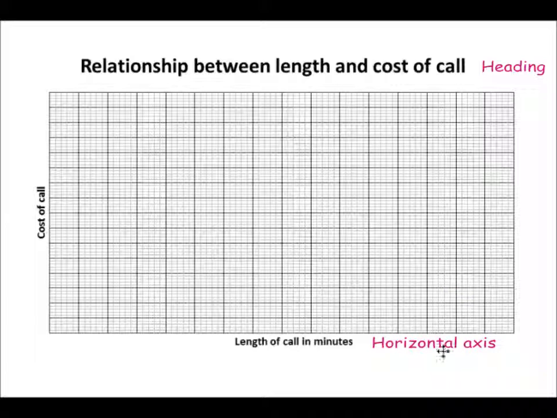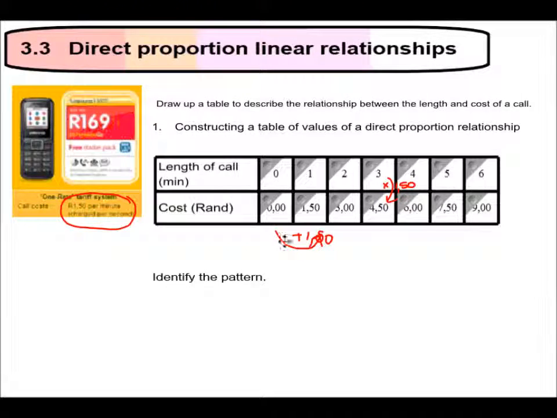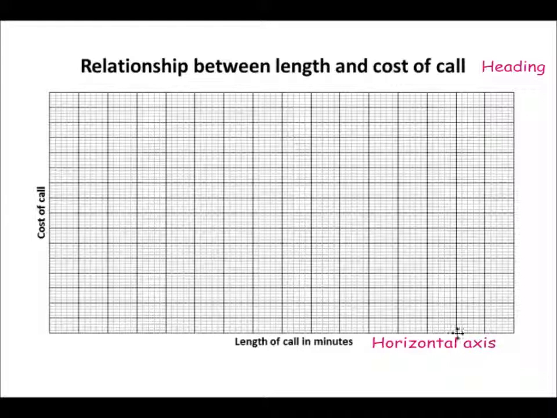And if you remember the table, we go back to the table. We said that the cost is the dependent variable, so that is going to go on the vertical axis. The length of the call, I can choose how long I want to make the call, will go on the horizontal axis. So if we go back to the graph, the horizontal axis shows the independent variable.